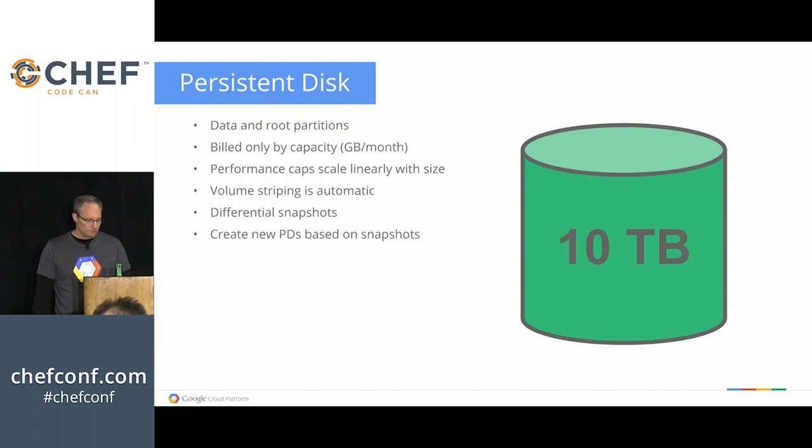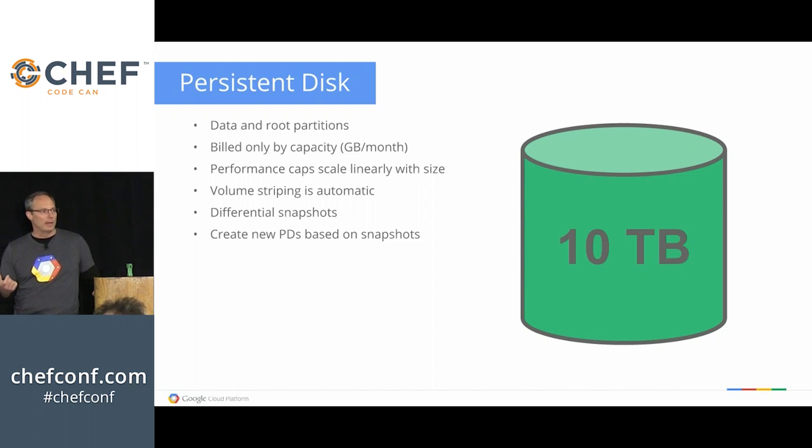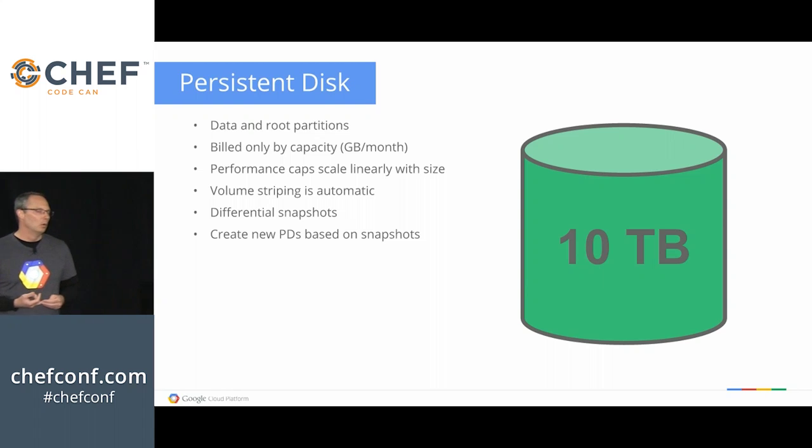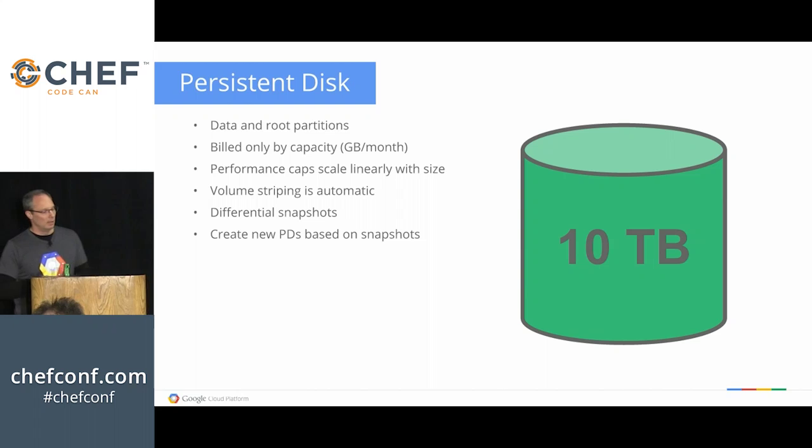So 10 terabytes, that's a lot of data. That's the maximum amount of storage you can attach to the instance, and you can do that in any combination that you want. You could have a single disk that's 10 terabytes, or you could have multiple disks totaling 10 terabytes, all attached to your instances. Depending on the instance size, and I'll show you those in a minute, you can have a lot of disks attached to them.